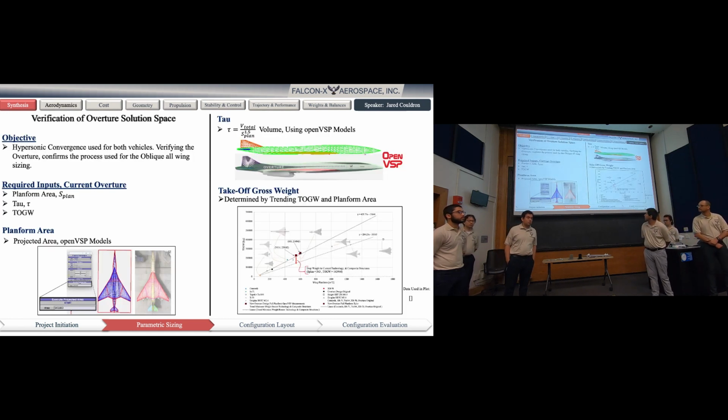How do we know these values are right? We need to verify them, and to do that, we need to create a model of what the current Overture is so that we can match it with our sized vehicle. To do that, we need planform area, tau, and takeoff gross weight. We get planform and volume from OpenVSP, and then the takeoff gross weight is found from regressions based on similar vehicles.